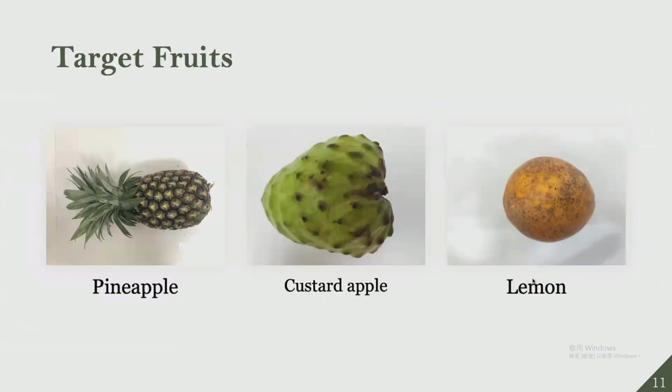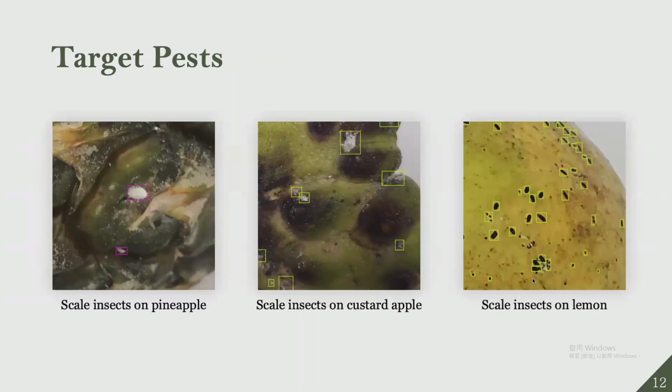So these are the target fruits. I trained three models for these three fruits. The reason I will explain later, and at the present stage, I have only tackled the scale insect issue of these three fruits. This is what the scale insect data looks like. As we can see, the lemon scale insects are apparently different from the others, and that is one of the reasons I chose to train three models rather than one.